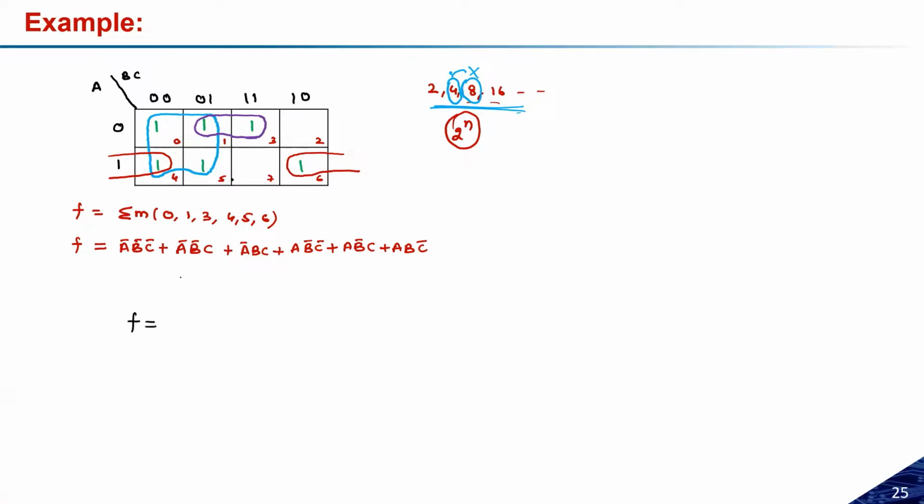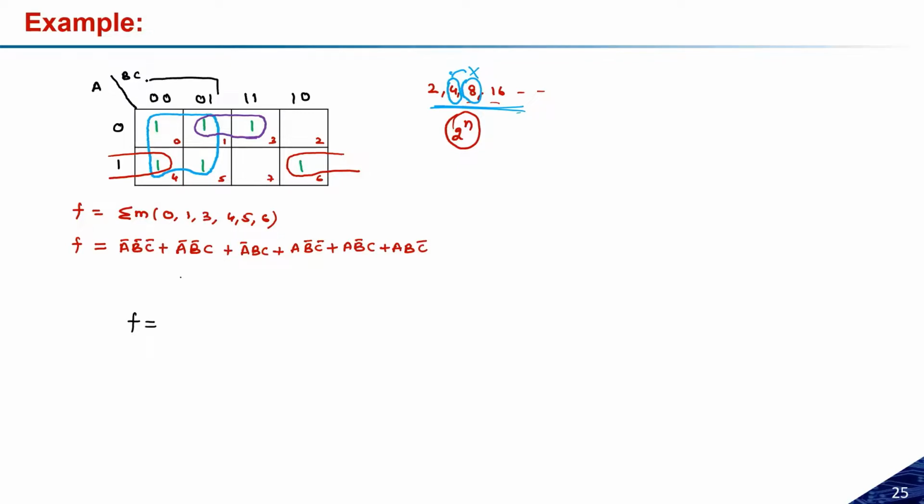Let us first consider the bigger one, which is in the blue color. If you see here, A and A bar both are considered here. So the cells, like if I have made a group, A bar and A both are covered. So if both are covered, that variable will be cancelled out.